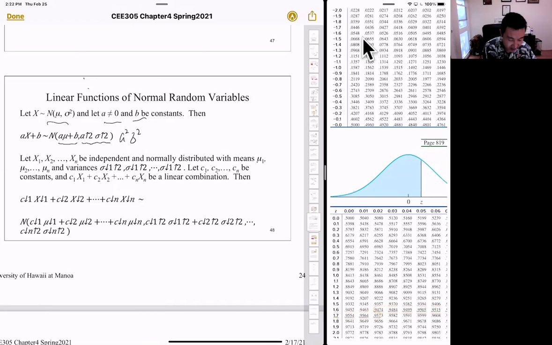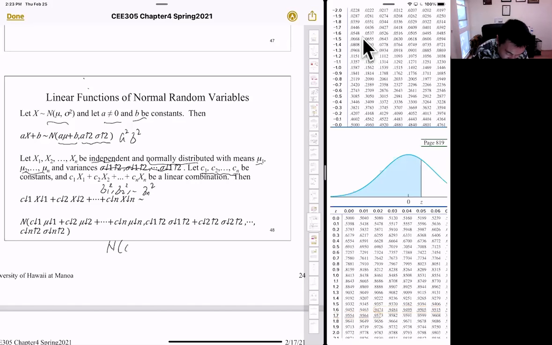More generally, if x1, x2, up to xn are independent, normally distributed, and they have different mean values, mu1, mu2, and different variances, sigma 1 squared for x1, sigma 2 squared, and so on up to sigma n squared, and the c values are constants, then c1 x1 plus c2 x2 and so on will follow a normal distribution.